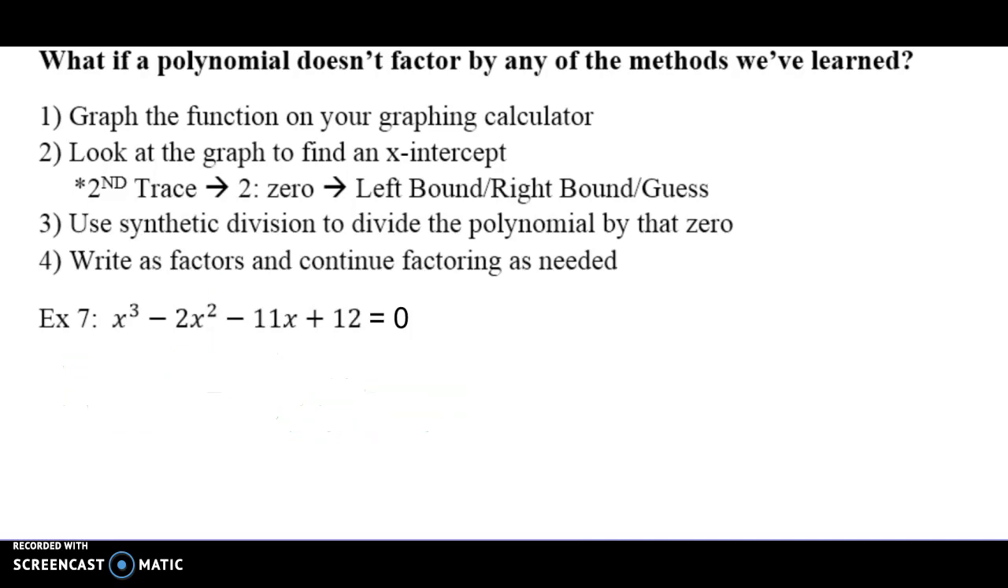So I'm going to show you today how to factor something that doesn't work the way that we've learned. First step, graph the function on your graphing calculator.